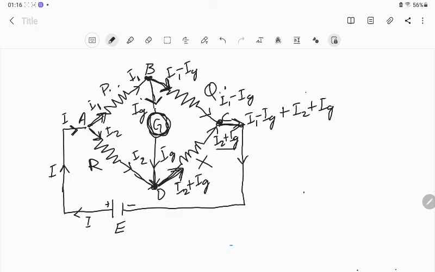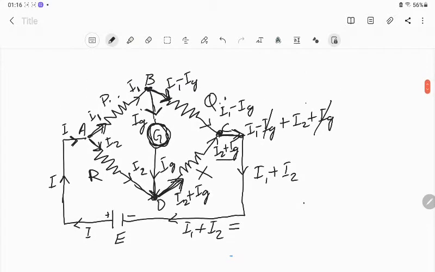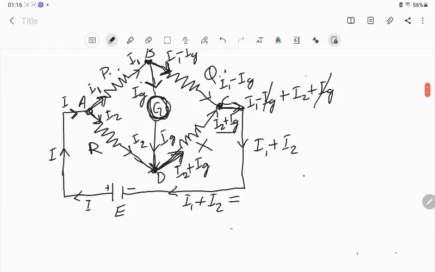So you can see plus Ig and minus Ig we can cancel. So here we will have I1 plus I2. What is this I1 plus I2? See, at this junction A, this I is equal to how much? I1 plus I2, right?